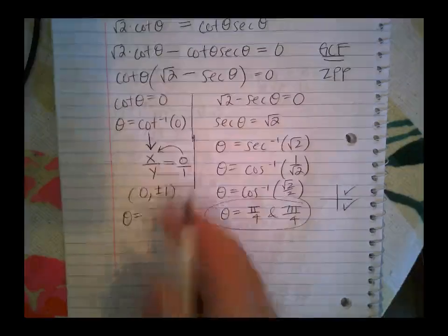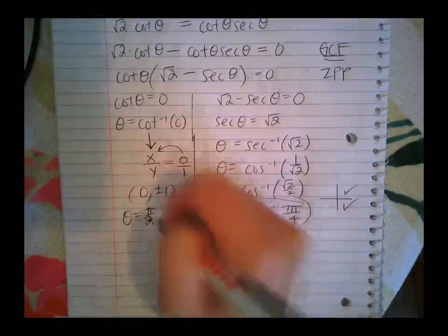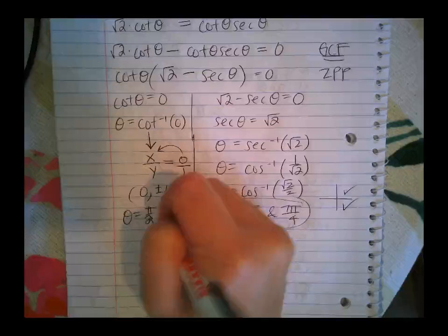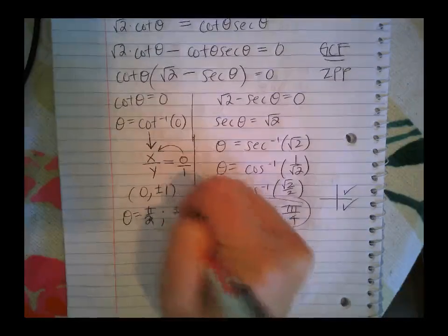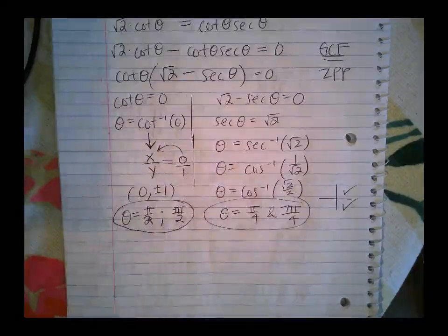So 0, positive 1 is pi over 2. And 0, negative 1 is 3 pi over 2. So these should be answers as well.